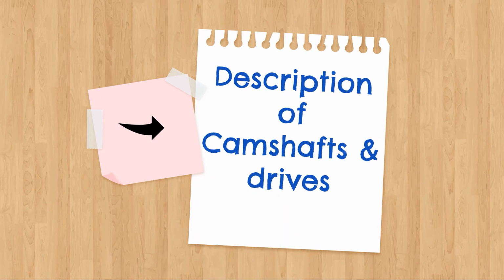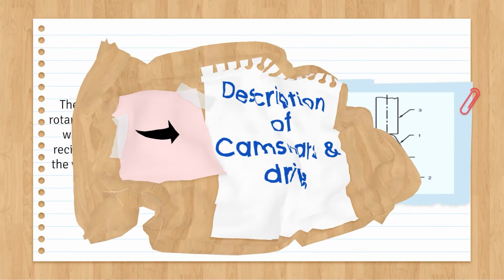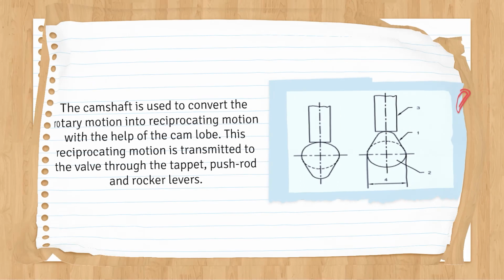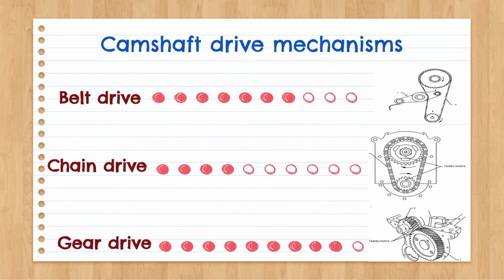Description of camshafts and drives. The camshaft is used to convert rotary motion into reciprocating motion with the help of a cam lobe. This reciprocating motion is transmitted to the valve through the tappet, push rod, and rocker levers. Camshaft drive mechanism: belt drive, chain drive, gear drive.